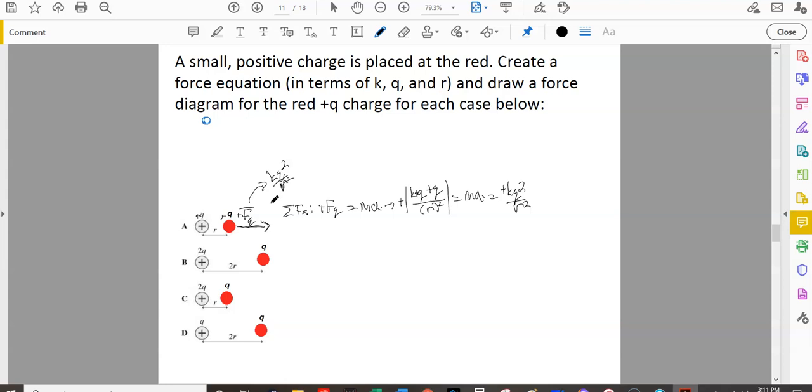So that's kind of what you're going to do. So if you haven't finished this problem, please do B, C, and D right now. Okay? Pause the video if you have a chance.